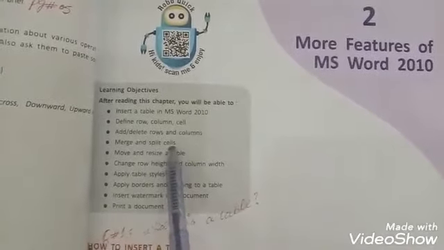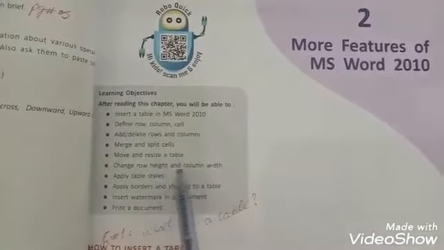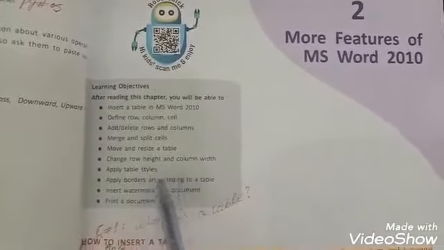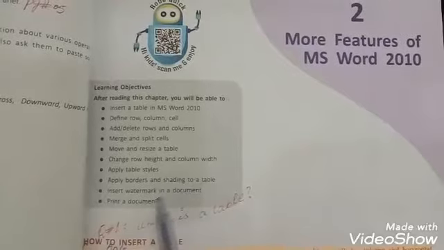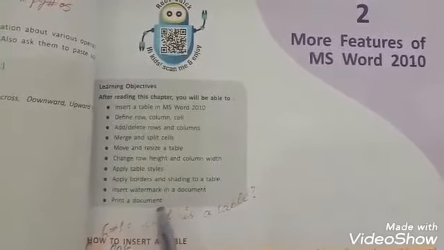Merge and split cells. Move and resize a table. Change row height and column width. Apply table styles. Apply borders and shading to a table. Insert watermark in a document, and last one is print a document.